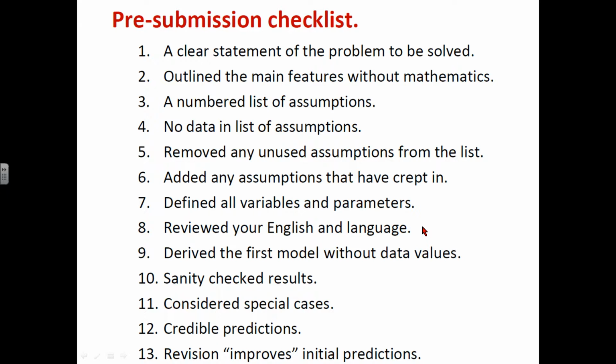Read through the English, maybe read out your report. That's a good way. I doubt anyone will have a loved one or partner that would read through it, but if you do, so much the better. Derive the first model without data values. Okay, talk about this a bit more later. Sanity check your answers. Do they fall within a range of what sounds sensible, plausible? If not, then you've done something wrong, and we certainly should be reporting results that are sane. There's no reason why we shouldn't be able to.